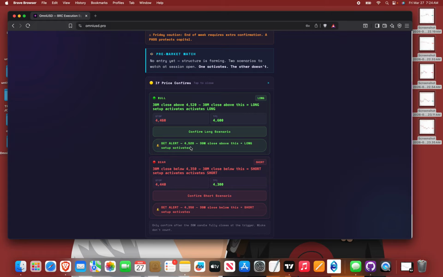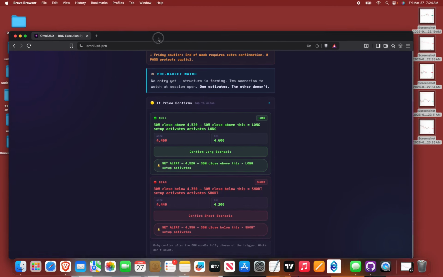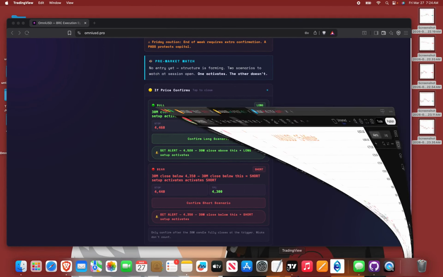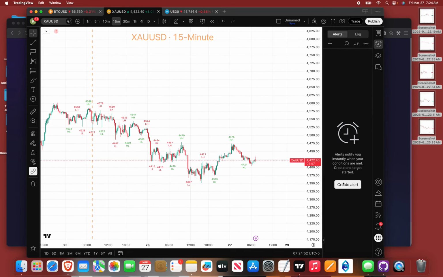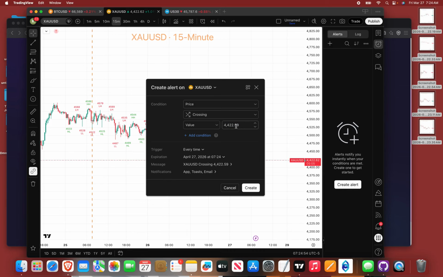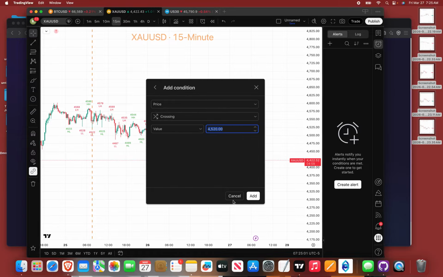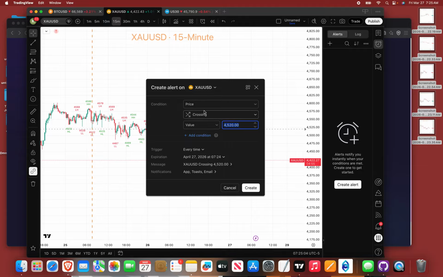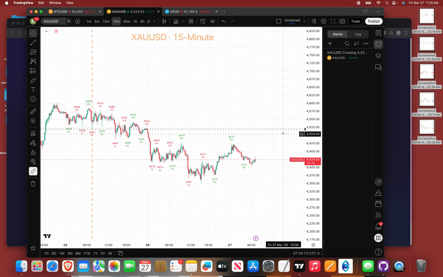So now you want to go ahead and set this alert to 45.20. You want to go back to TradingView and set your alert. 45.20 means long. 45.20 is a long setup. Let's see. Yes, crossing. Looks good. So boom. Now right here means long.